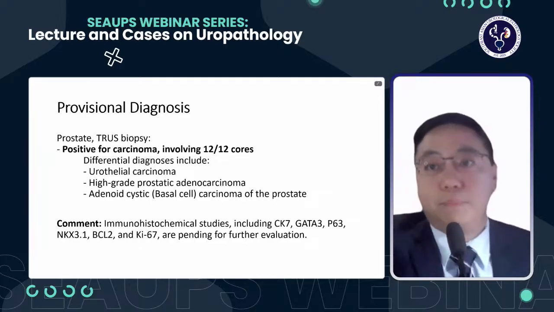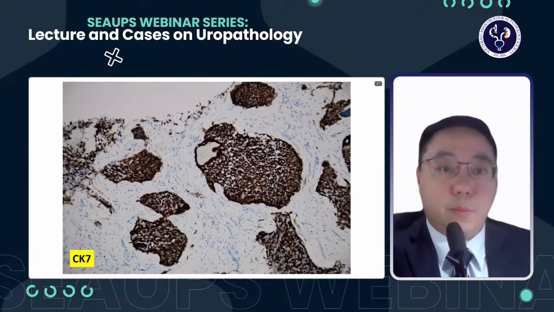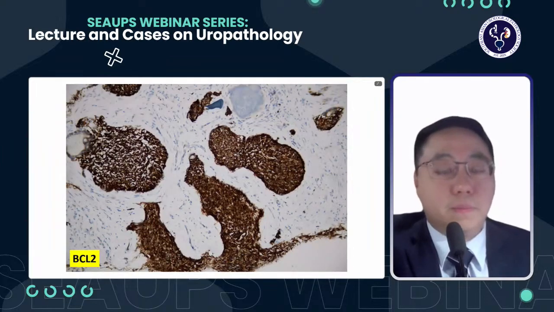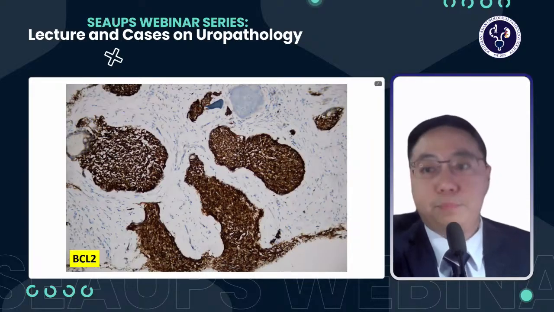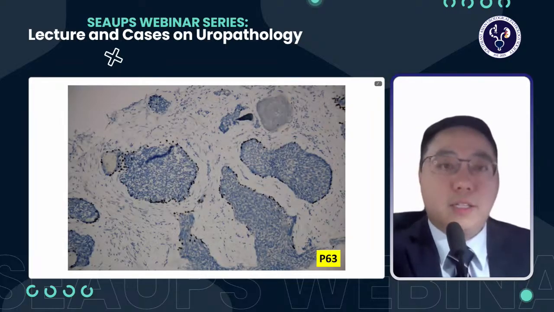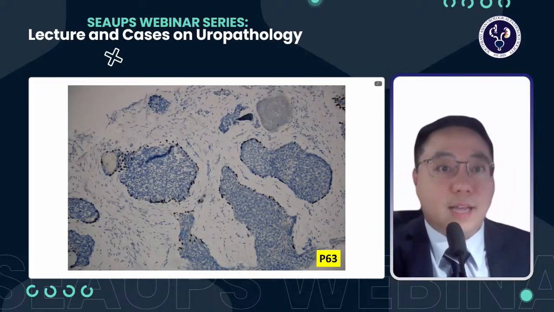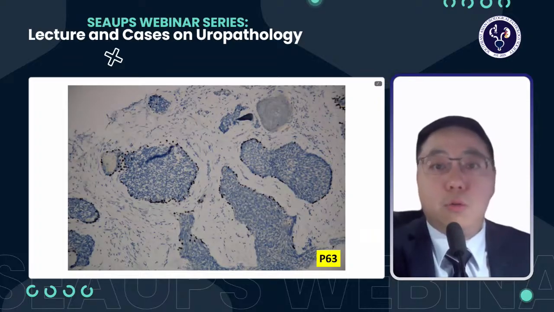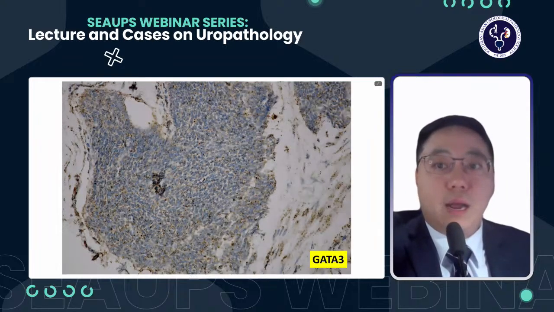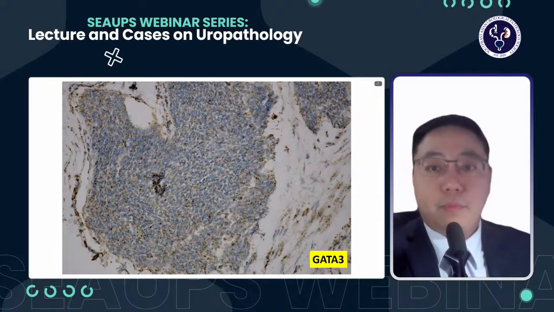for further workup. Here is an immunostain, CK7, demonstrating diffuse positivity in the tumor cells. And BCL2 also reveals diffuse positivity in the tumor cells as well. Interestingly, P63 highlights the outermost layer of the tumor nests, as shown here, only in the peripheral zone of the tumor cells. And GATA3, a urothelial marker, shows negative nuclear staining.